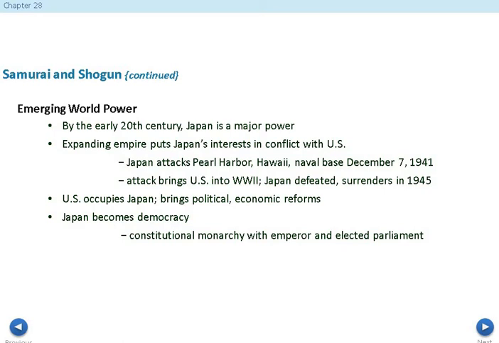But the United States continues to occupy this land. They bring political and economic reforms. They also bring Japan democracy. It's going to be a constitutional monarchy. Remember, constitutional monarchy means a constitution that limits the power of the government, and the emperor and an elected parliament are the way that their government works. So again, the United States isn't running Japan, but they're really influencing it because of what happened in World War II.